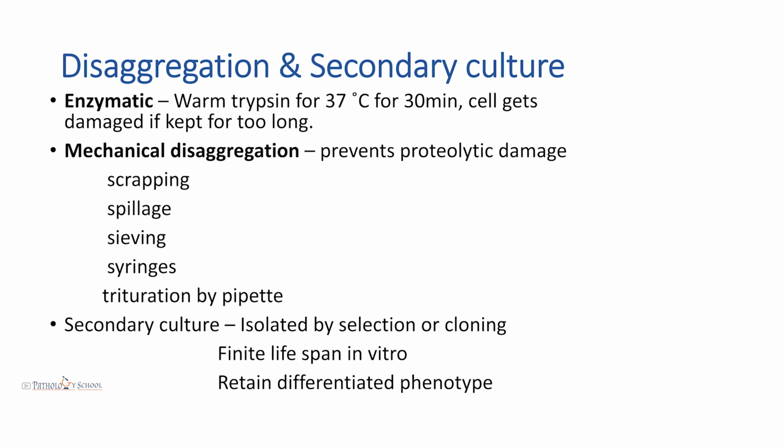Secondary culture is isolated by selection or cloning of the primary cell culture. It also has a finite lifespan, and it retains a differentiated phenotype. So it will resemble the primary cell.